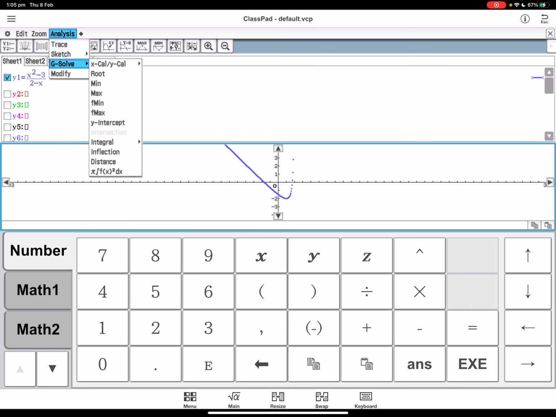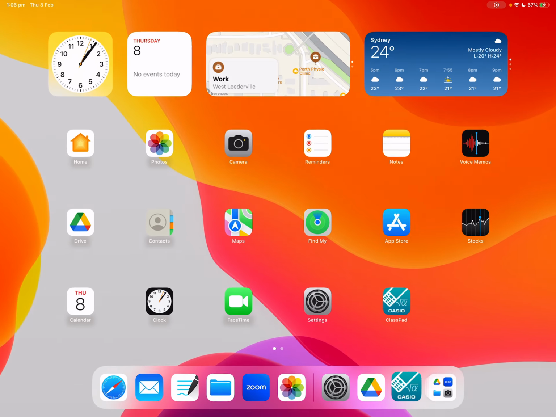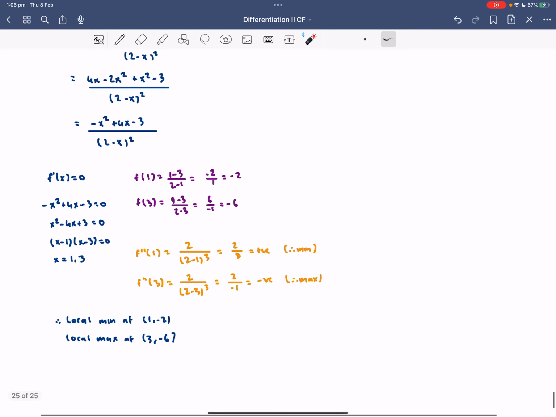All right, GSOL, where's our min? Yep, we have a min at (1, -2). And we have a max at (3, -6). All right, max at (3, -6) and min at (1, -2).